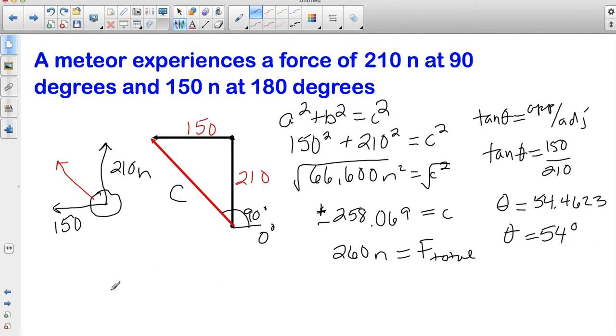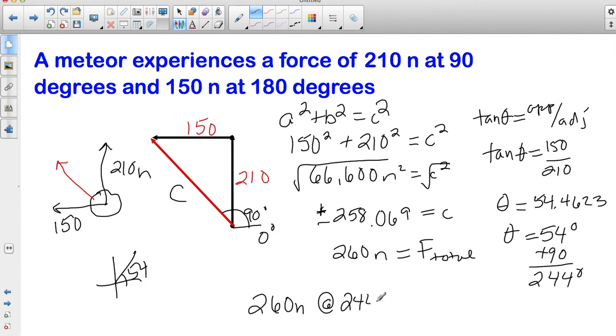But we know 54, if we go back, is pointing off this way. We know that our thing's going up and to the left, not up and to the right. So I forgot, I have to add 90 degrees to this. That's a common mistake that many people make. So now this becomes 244 degrees. And now I have my total answer: 260 newtons at 244 degrees. And that's how you add vectors using right triangles in trigonometry.